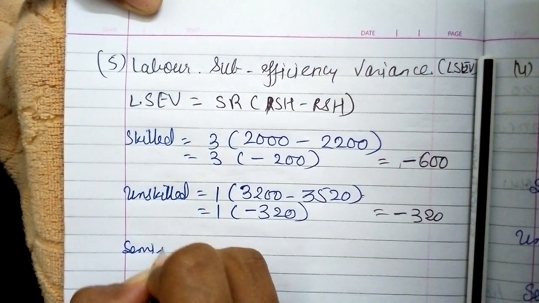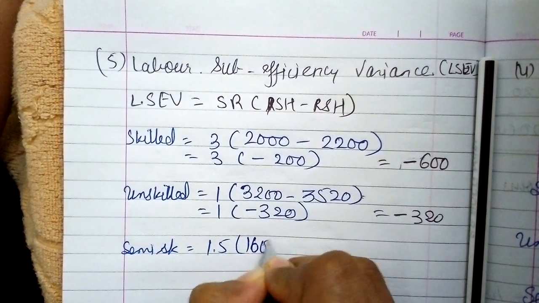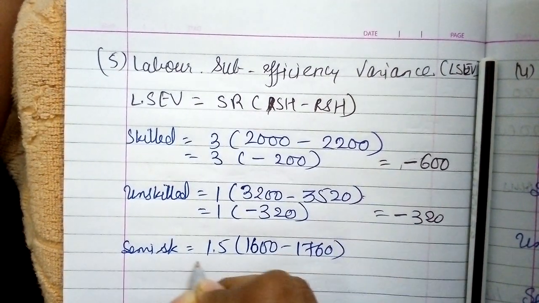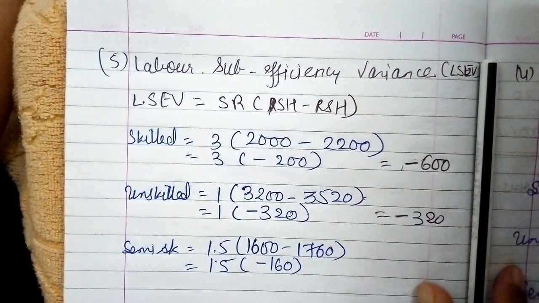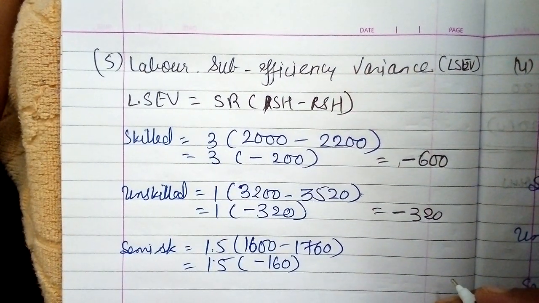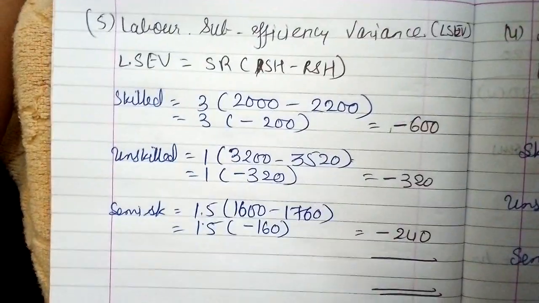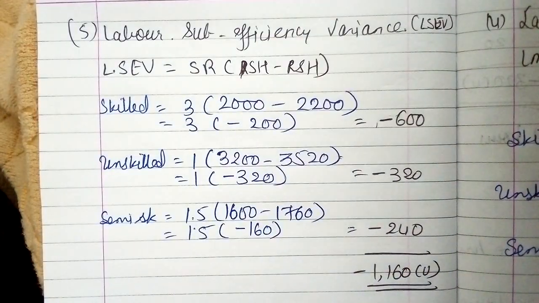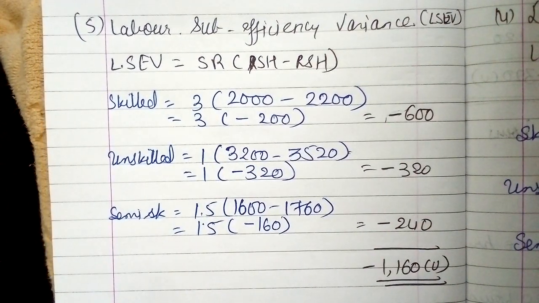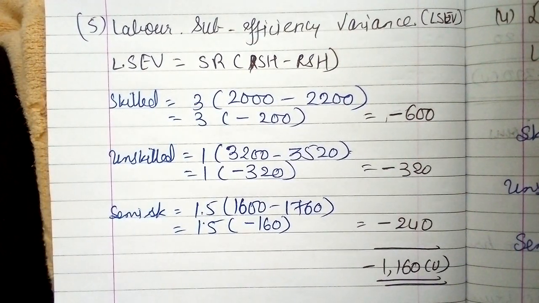For semi-skilled, rate 1.5, 1600 minus 1760. So 1.5 into bracket negative 160. So calculation will be negative 240. So final answer will be 1160 unfavorable, right? This is the calculation of sub-efficiency variance. Fine. So 1160, right?